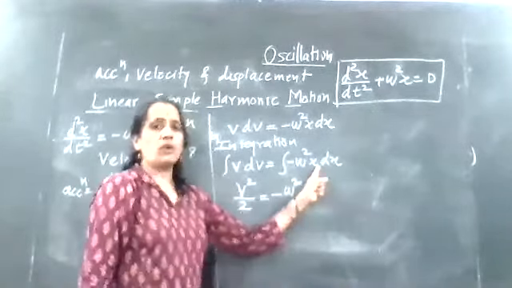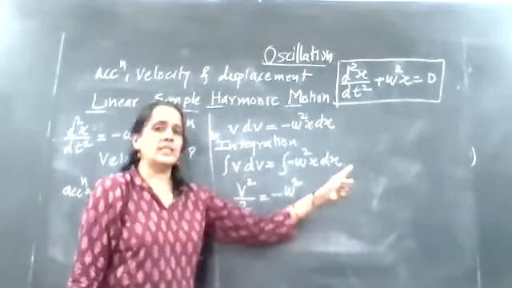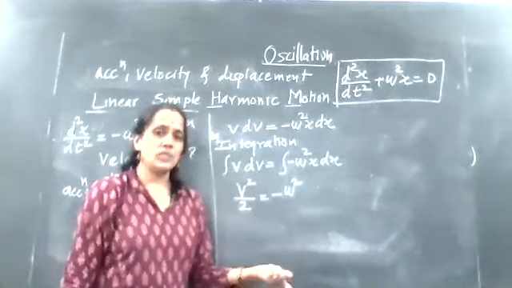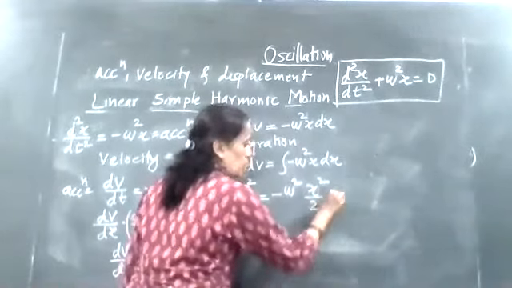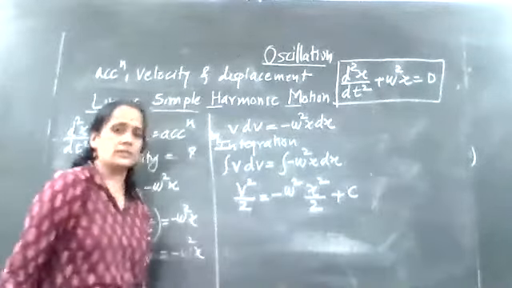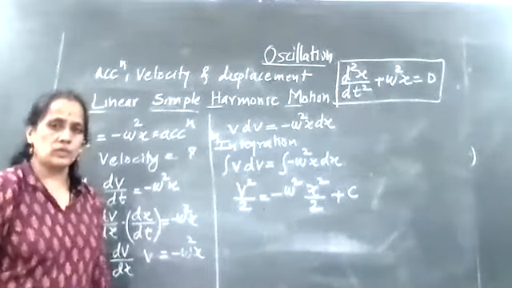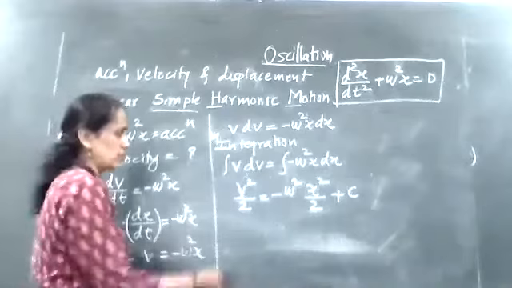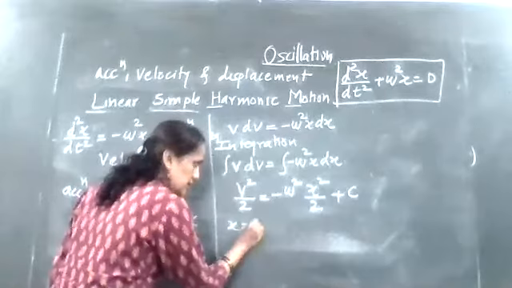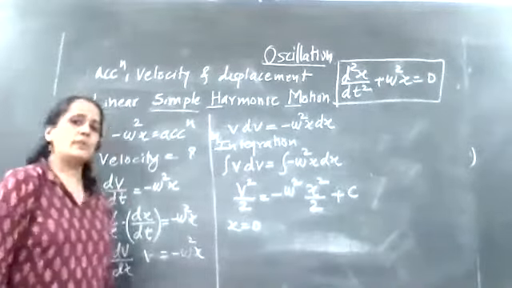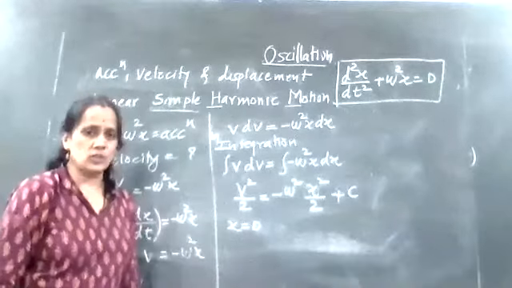Again the variable is x, its power is 1. So for the integration of x dx, the power rises from 1 to 2, so it will become x square by 2, plus the integration constant. Now I have to calculate the value of the integration constant. How can I calculate it? If the displacement of the particle is 0, then the particle will be at the mean position.